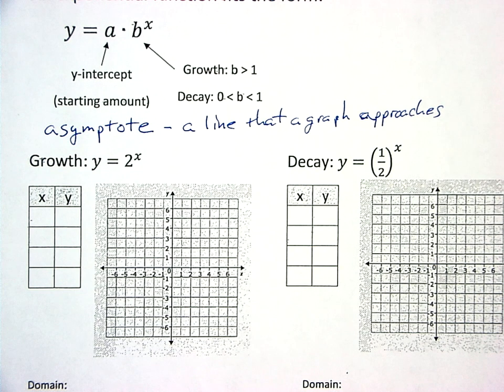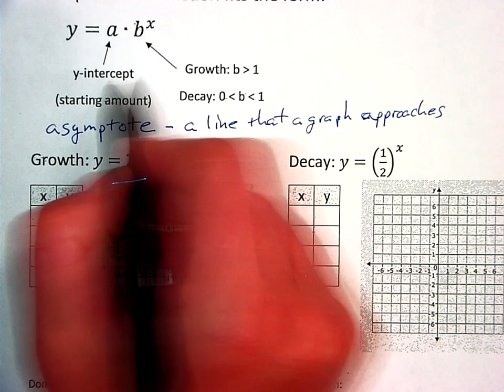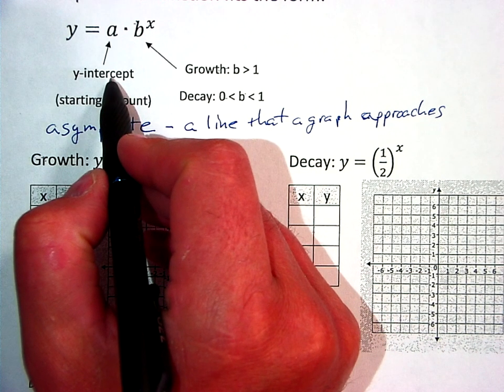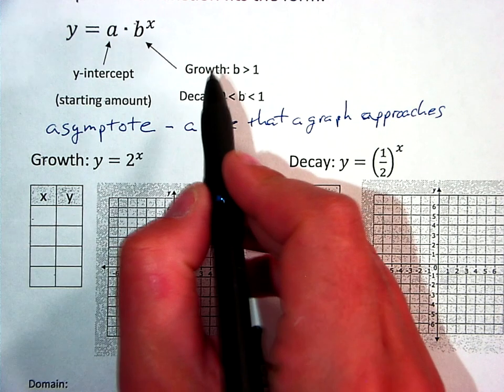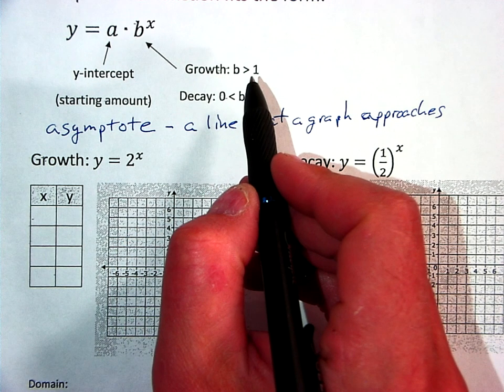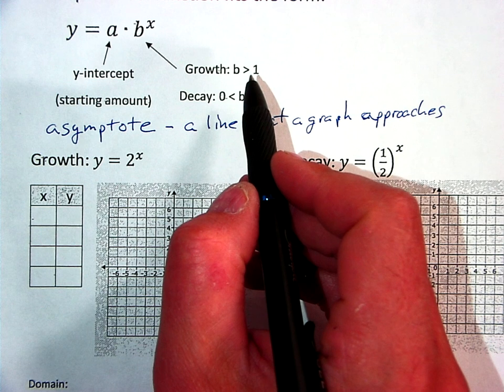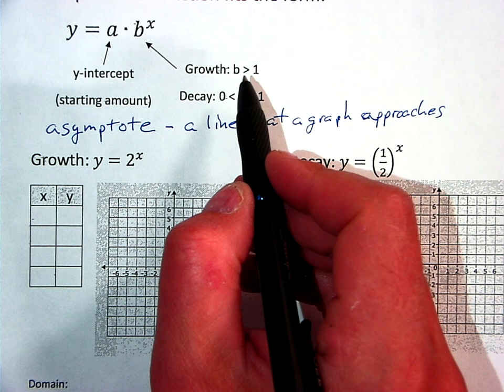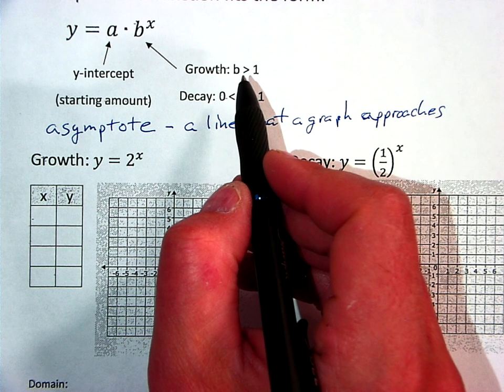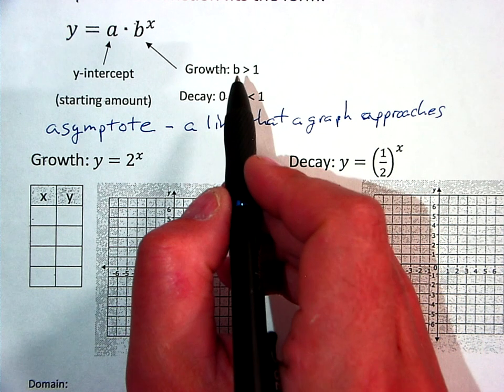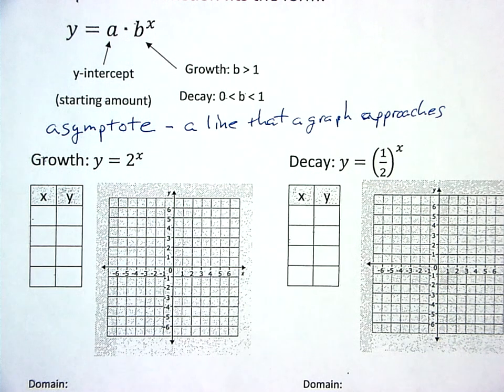All right, let's look at what's on this sheet here. Your A term is your y-intercept, so that's where it crosses the y-axis. If your B term is greater than 1, your graph is growing. If it's less than 1, your graph is decaying. This is usually used in terms of money, population, bacteria, half-lives, that kind of stuff.